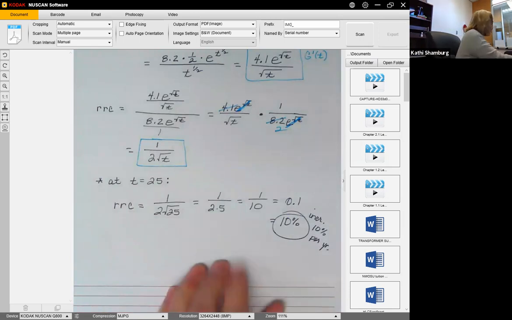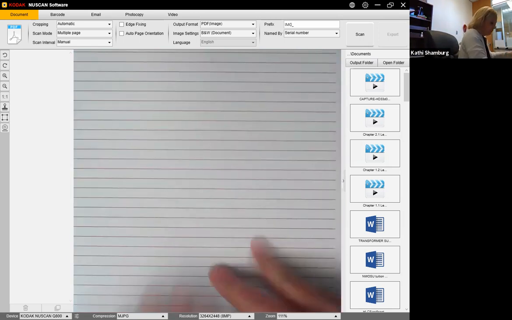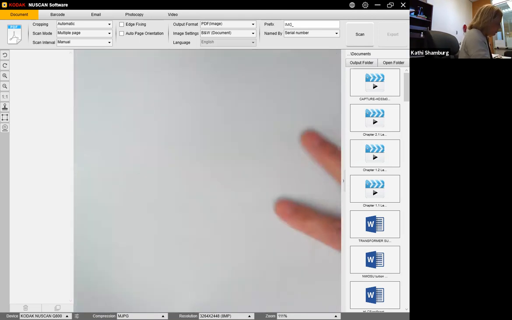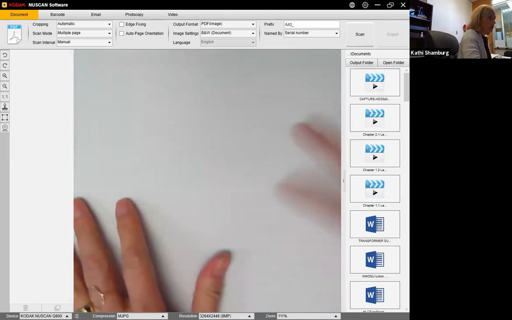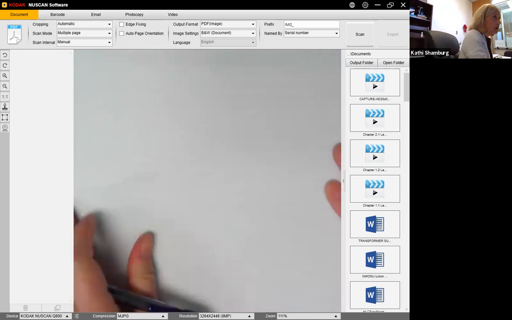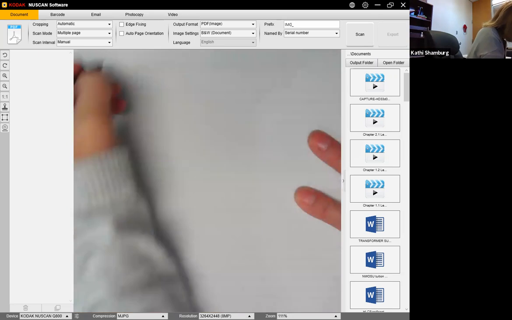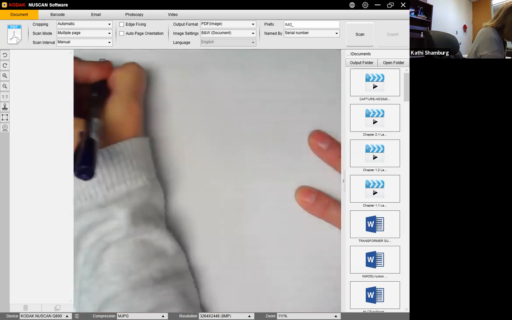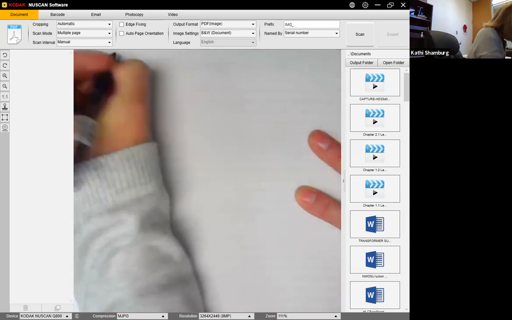All right, so that's relative rate of change. So the other topic in this section, to finish out Unit 4, is elasticity of demand.